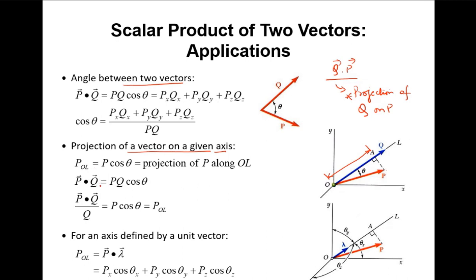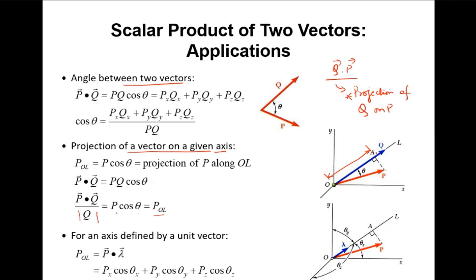Now we know P dot Q is equal to PQ cos theta, right? So P dot Q by Q, P dot Q divided by the magnitude of Q, that will be equal to P cos theta or POL, or projection of P along OL, right? So whatever you were saying about the projection of Q and P was correct. So P dot Q divided by mod Q will be the projection of P onto Q.